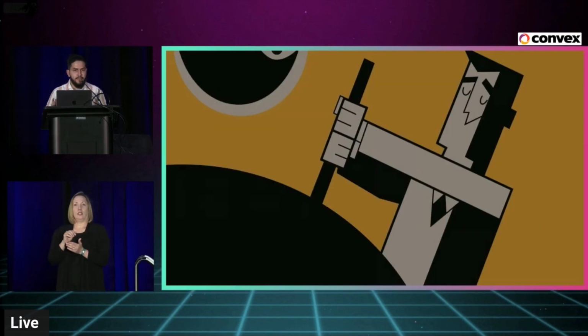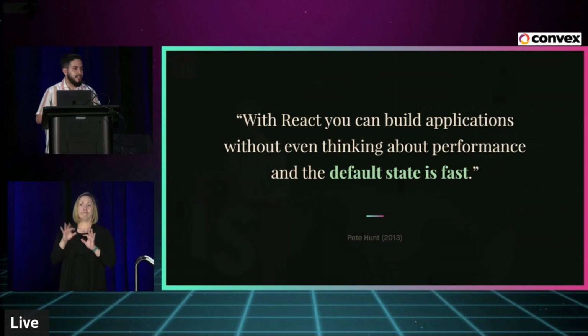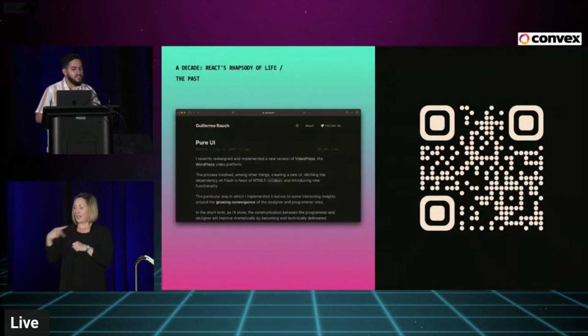And we kind of know the rest is history, and we had, for example, that iconic presentation by Pete Hunt in 2013, when he said that with React, you can build applications without even thinking about performance, and the default state is fast. And the web was flooded with posts that were literally talking really good stuff about React.